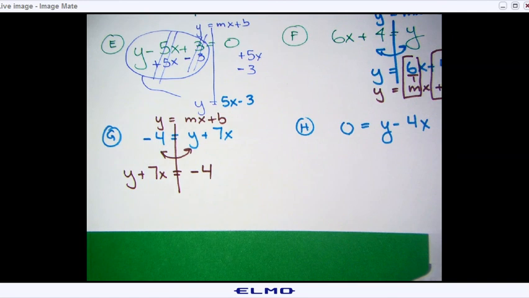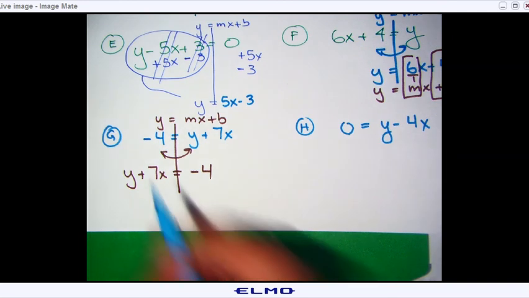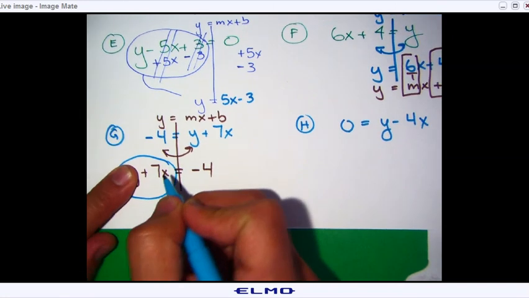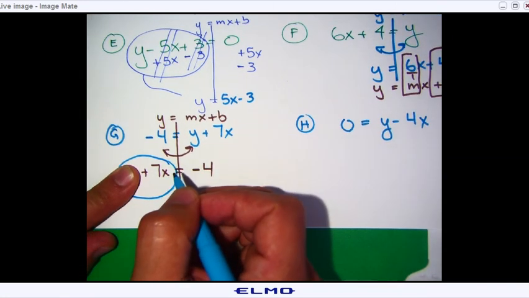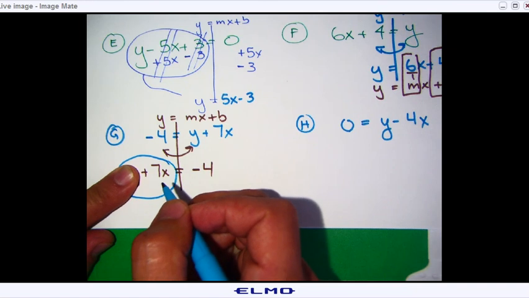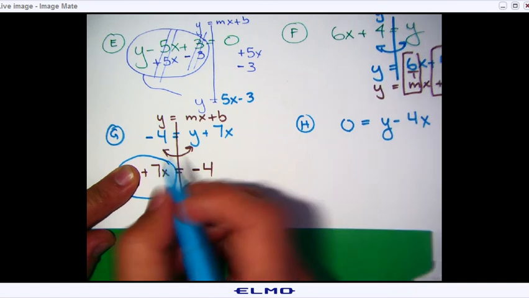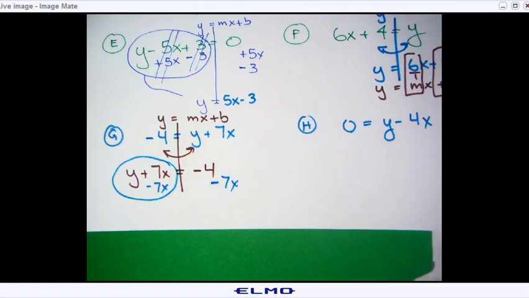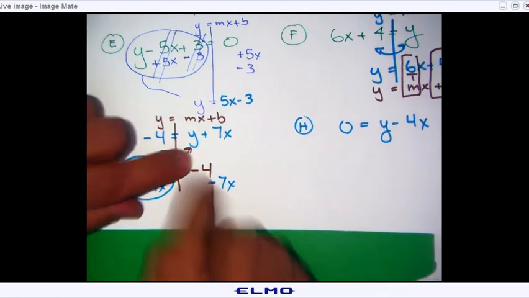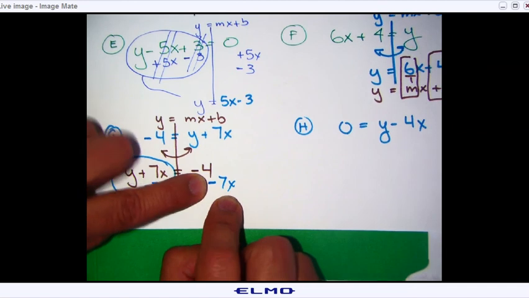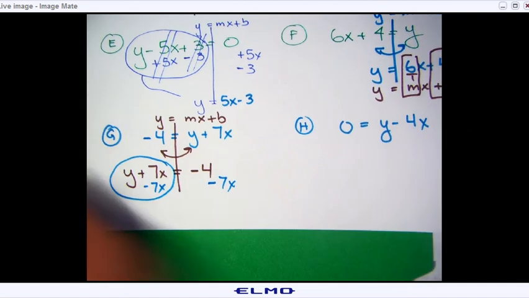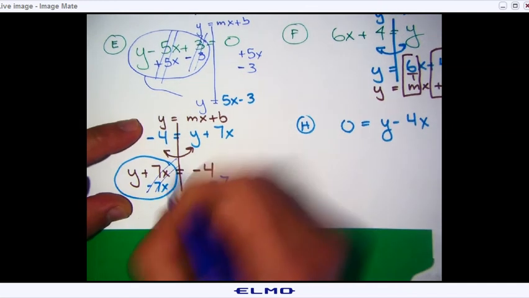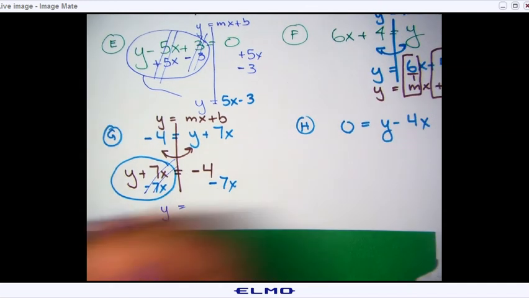So now you circle this side. I got my y, but the 7x is in the way. Get it out. What do we do? Minus 7x on both sides. Got it? Do not combine these two because one term has an x and the other one doesn't. So this is a 0, and y equals what?